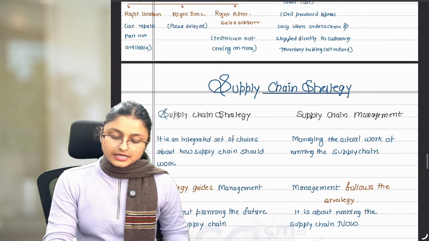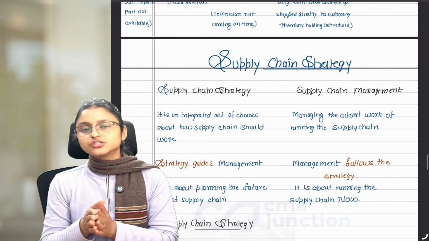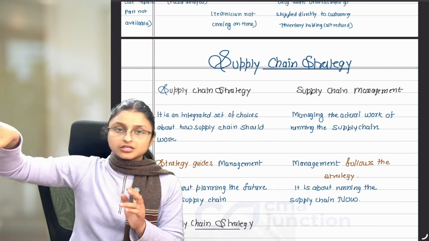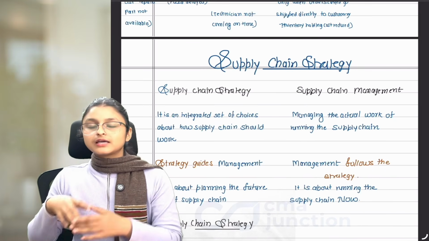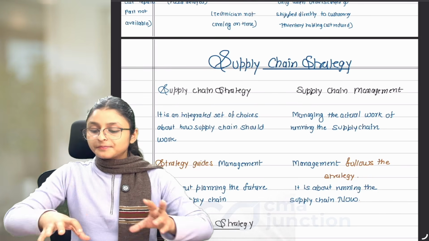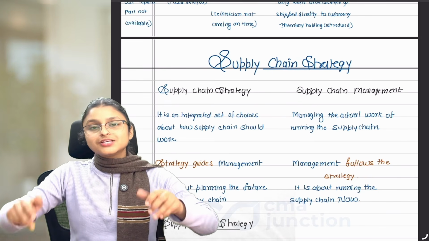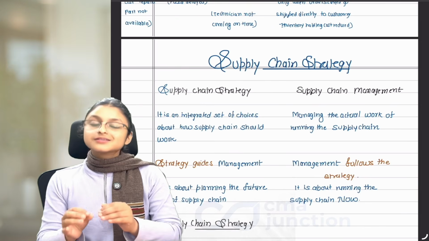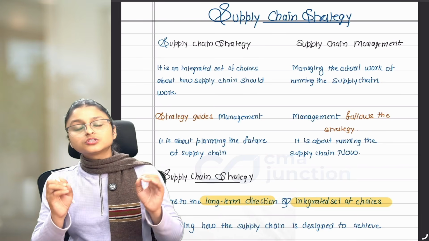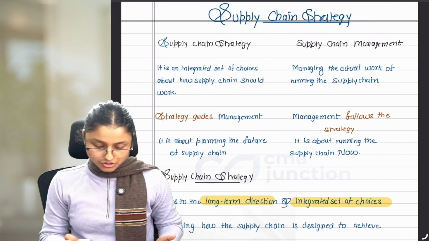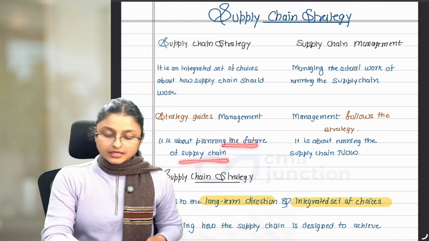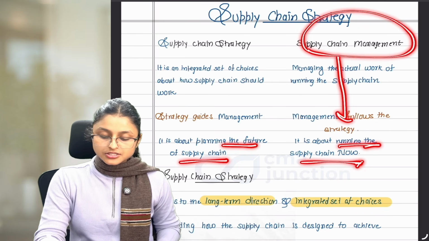Then next is supply chain strategy. What is supply chain strategy? When you are focusing on the future, on what my supply chain should look like, that is supply chain strategy. When you are focusing on now, on how my supply chain should be run or managed today, that is supply chain management. So strategy guides management. Management follows whatever has been mentioned in the strategy. Supply chain strategy is about planning the future of the supply chain and management is about running the supply chain now.